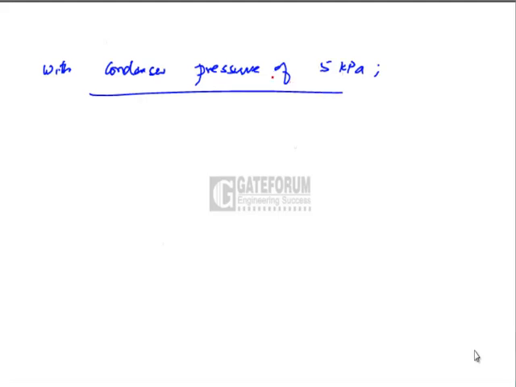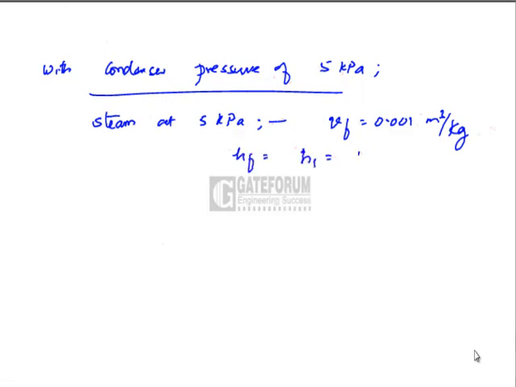Now, having seen the thermal efficiency of the Rankine cycle with the condenser pressure of 10 kilopascal, let us do the problem of the Rankine cycle with the condenser pressure of 5 kilopascal using the same boiler pressure of 2.5 megapascal. Steam properties at 5 kilopascal are given as Vf is 0.001 meter cube per kg, that is the specific volume of water. Hf is H1 in the cycle, that is 137.82 kilojoule per kg. HFG is 23.7 kilojoule per kg.